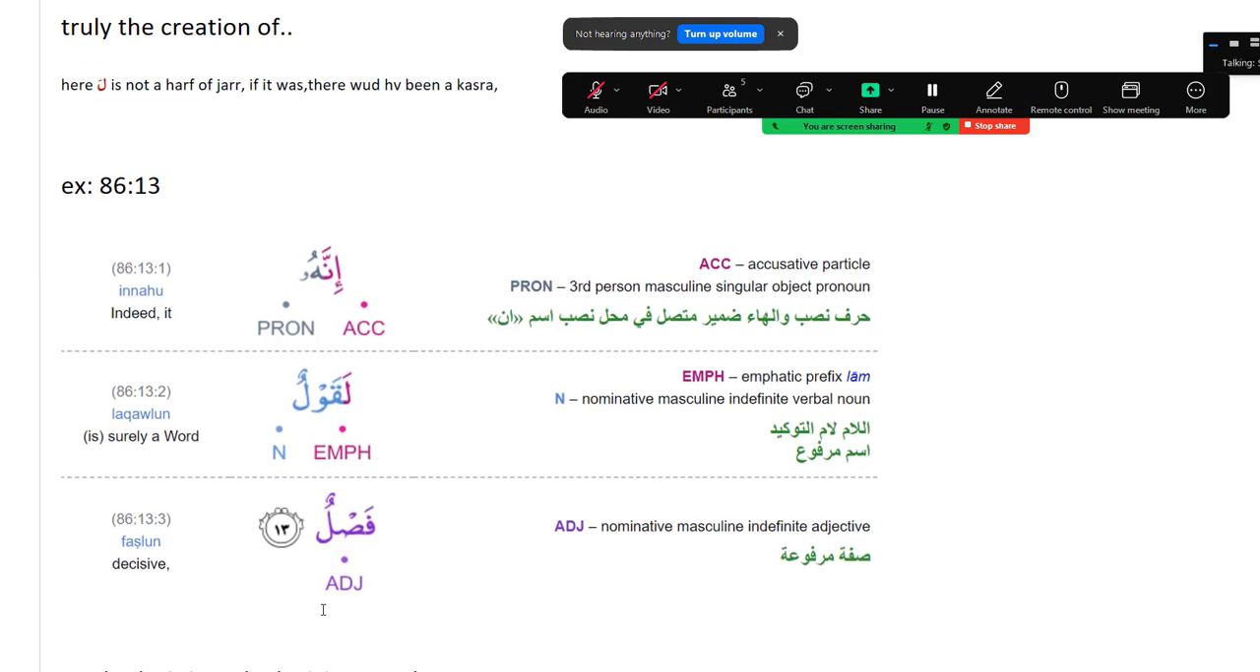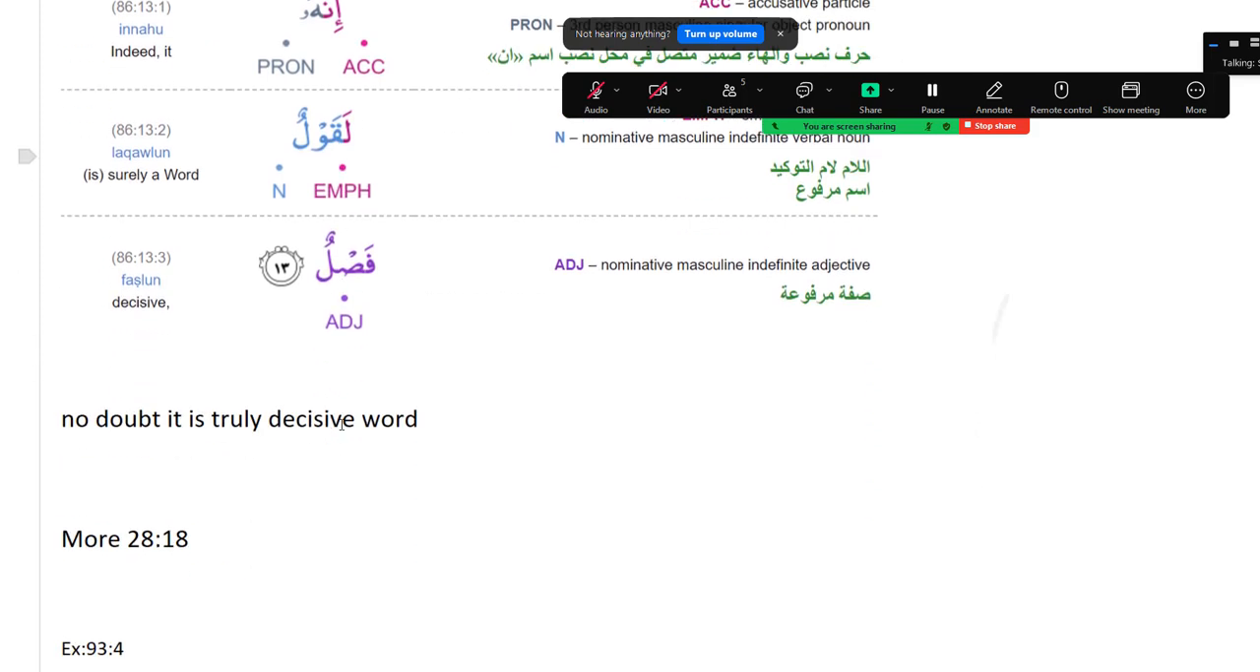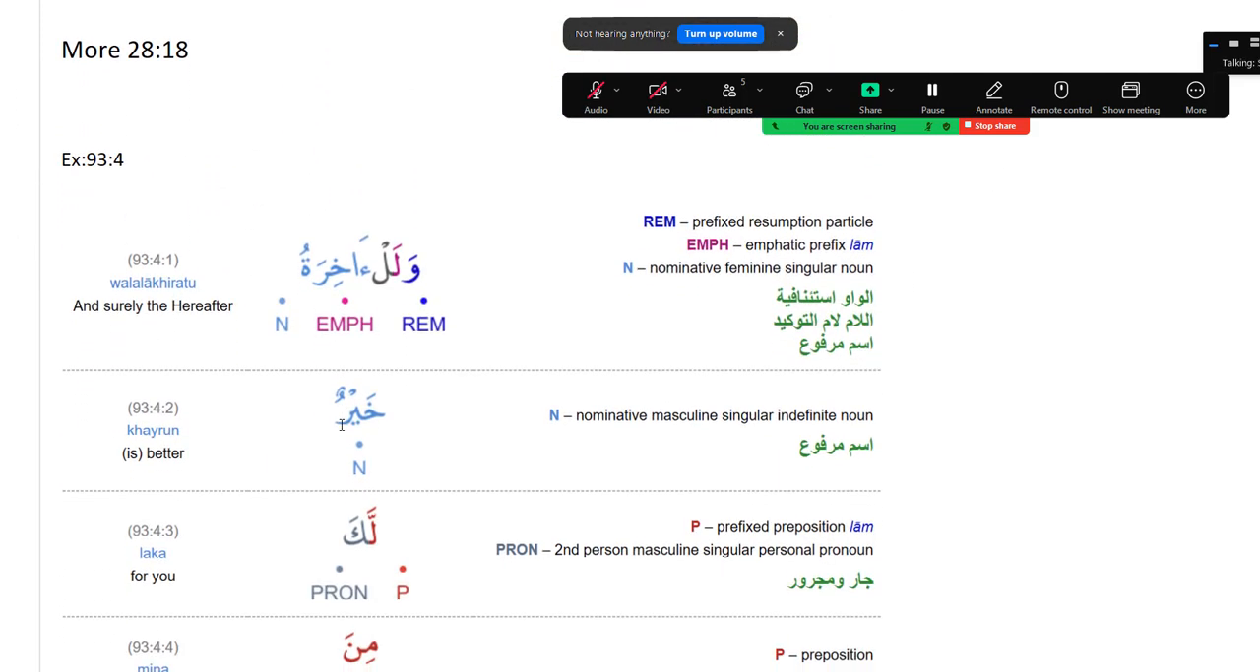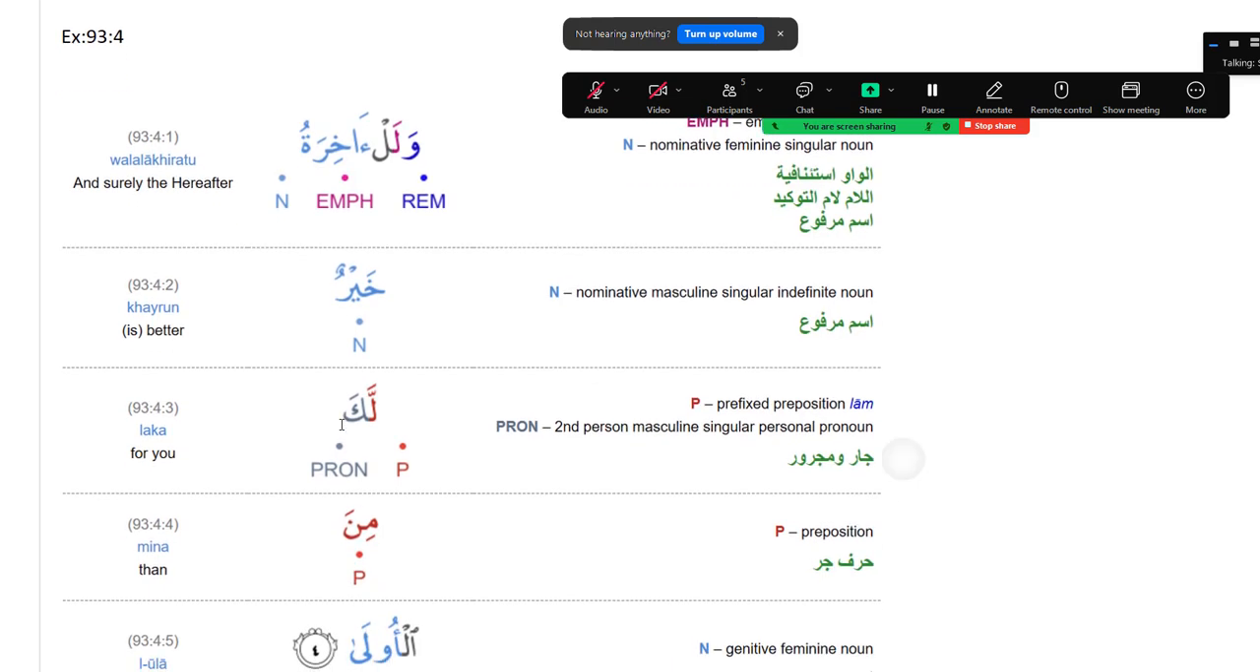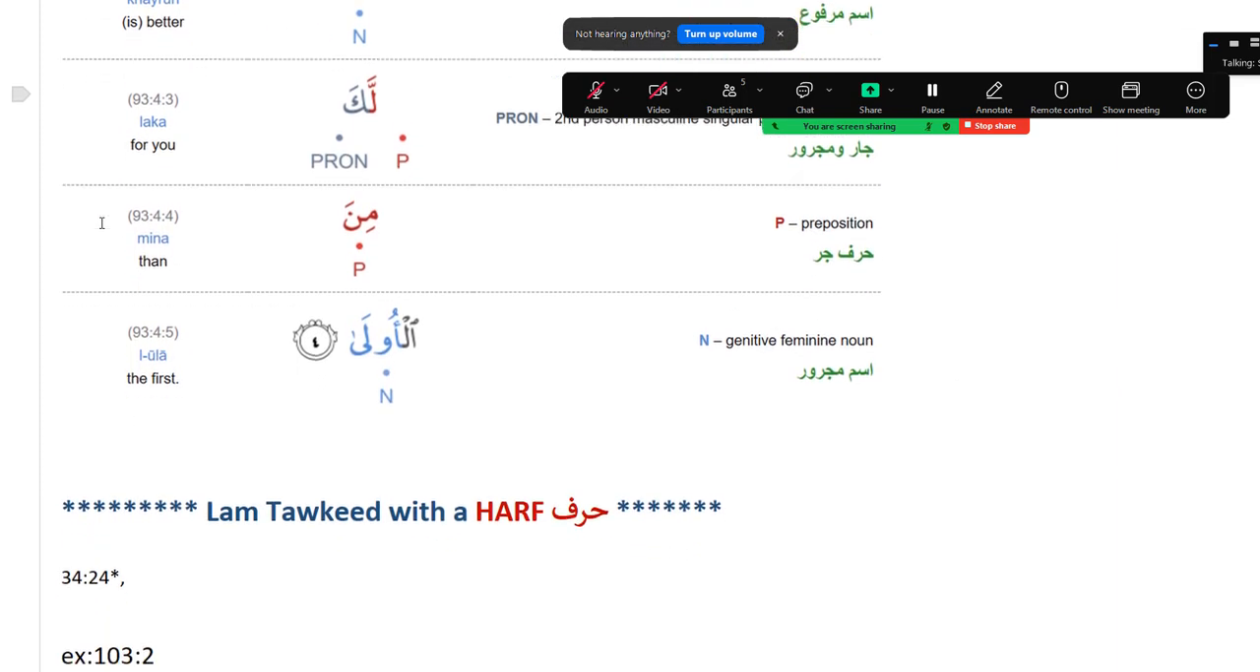Innahu laqawlun fasl. Okay? So what is the lam of emphasis here? La qawlun. And this is not making the noun majroor. So this is lamut tawkeed and it has a fatha on it. Okay? Walal akhiratu khairul laka min al ula. Walal akhiratu. And surely the hereafter is better for you than the first.